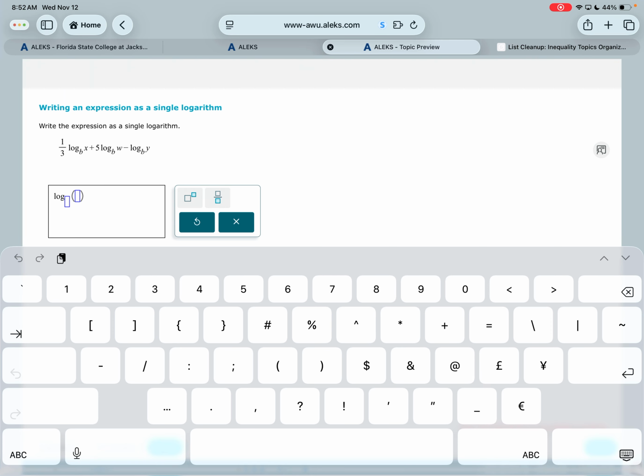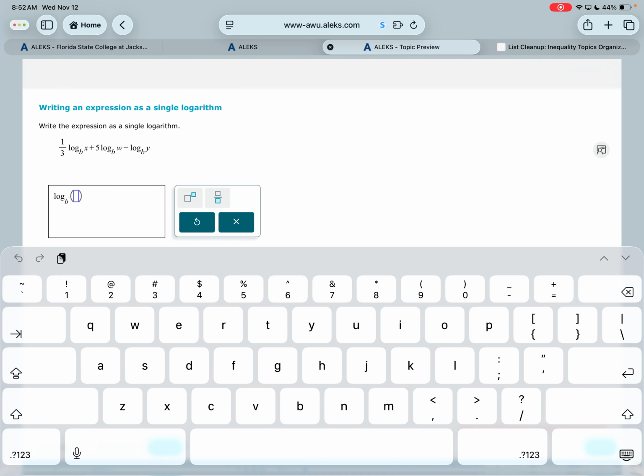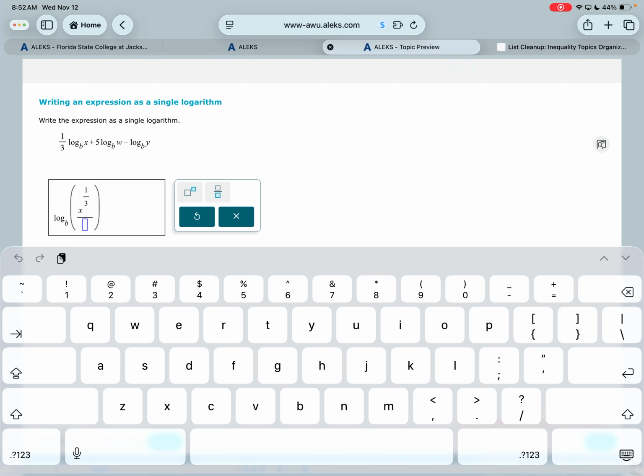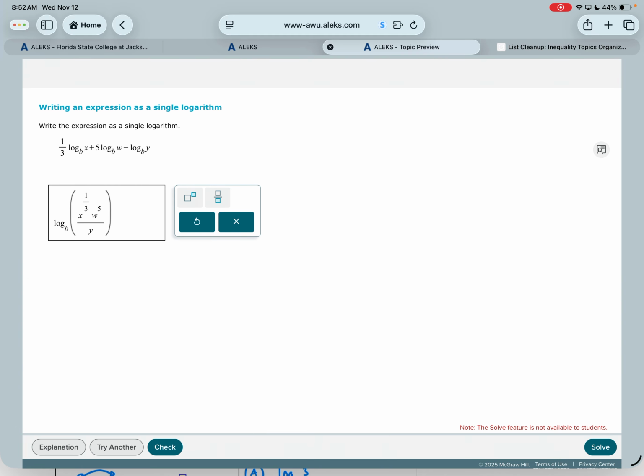So like if I was doing this problem right here, I do log base b. I do see a minus sign, so I'm going to make it a division. And then I have x to the 1/3. So I move that 1/3 to the exponent. And then I have w to the 5th. That's being added, so it's going to stay in the numerator. And then I have a y in the bottom because that's after the subtraction.